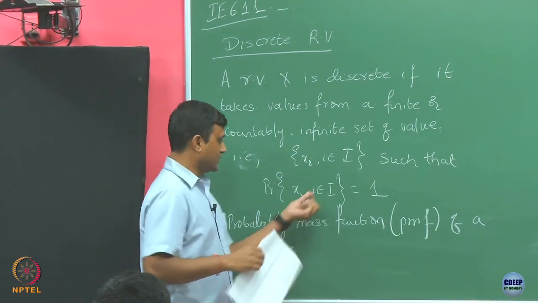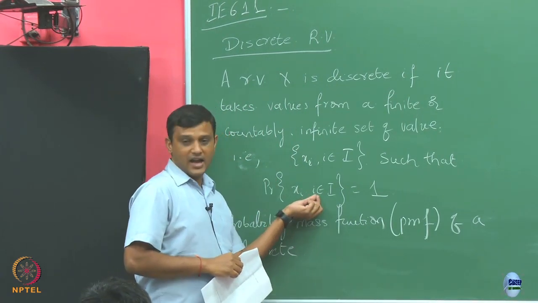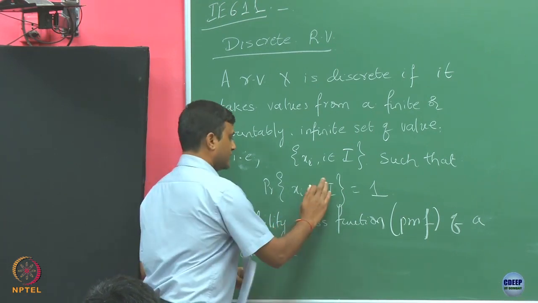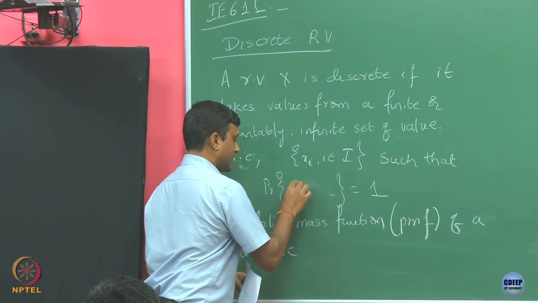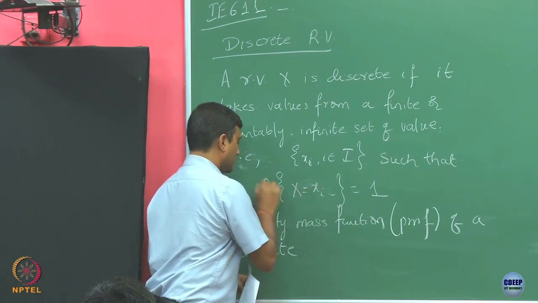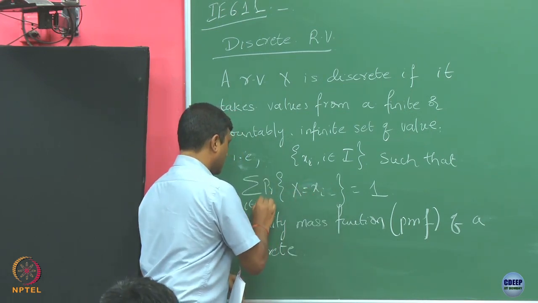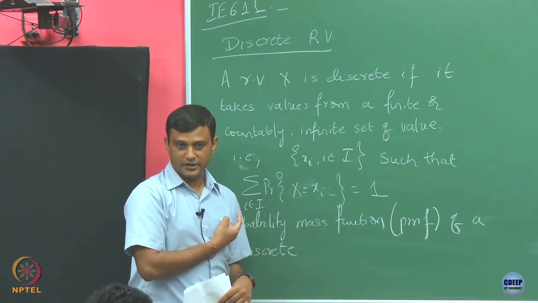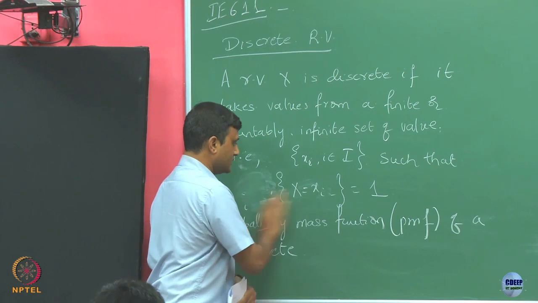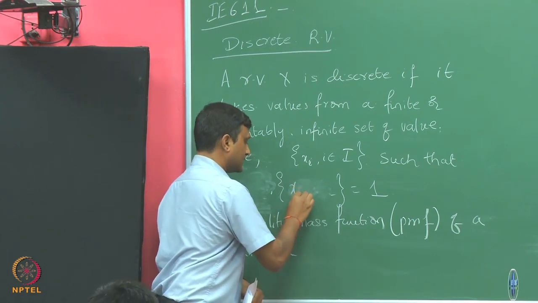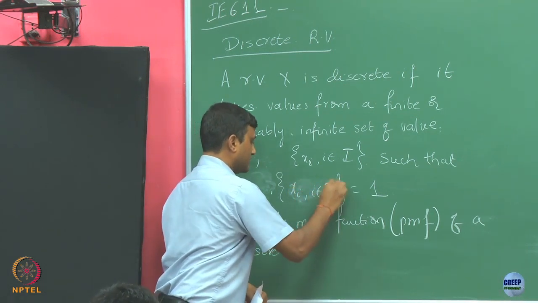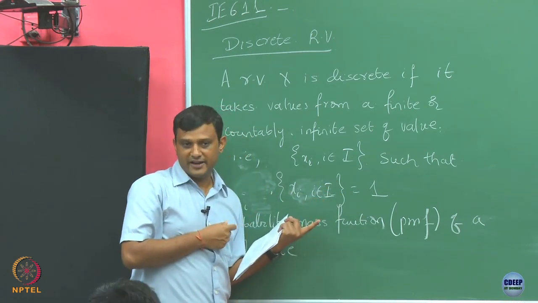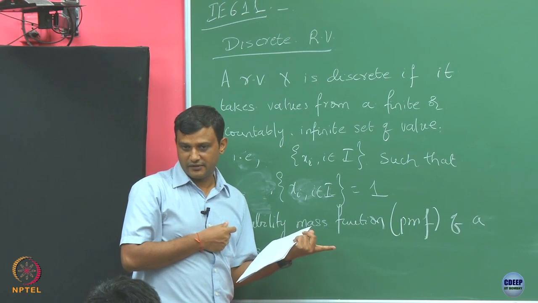Not really, because I have already said this is for all i coming from this set I, right? So if I don't have this, and if I write like this, then I need to include this. But the way I have written earlier, it is just xi with i taken from this set. Now this means it's already including all possible values that my random variable is taking. That's why this probability is already 1.